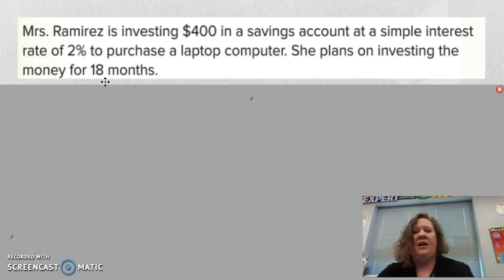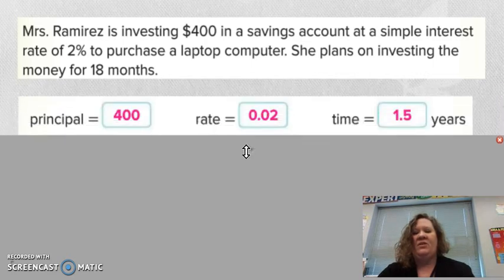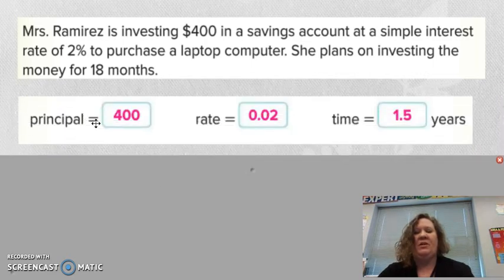And your time is 18 months. But you have to remember, months needs to be turned into years. There are 12 months in 1 year. So we take 18 and we divide it by 12. So the information that we would use would be the principal is 400. The rate is 0.02 because we need to take that percent and divide it by 100. And when I take 18 and divide it by 12, I get 1.5 years.